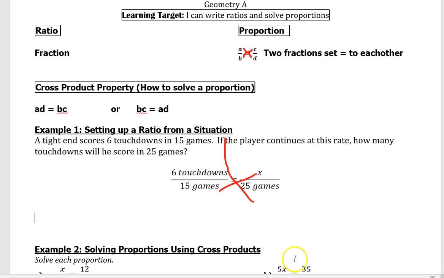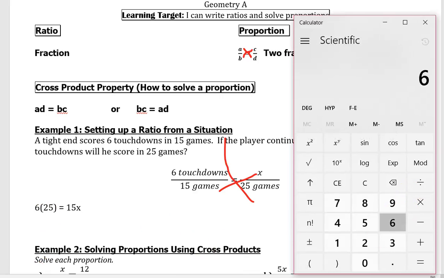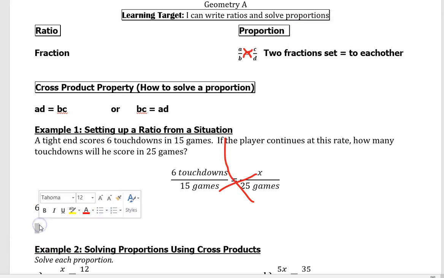So I'm going to end up with, let me type this out, you guys. We're going to end up with 6 times 25 equals 15 times x. Those would be our cross products. So I'm just going to grab my calculator here real quick so you guys can see it, maybe. There we go. So I'm going to do 6 times 25, that's 150. And then what I'm going to do is divide that by 15. So my answer here for x, it's going to be 10 games. I'm sorry, forgive me, 10 touchdowns.